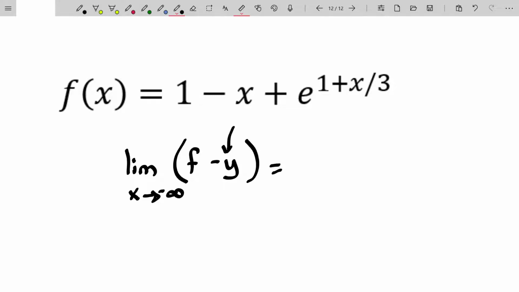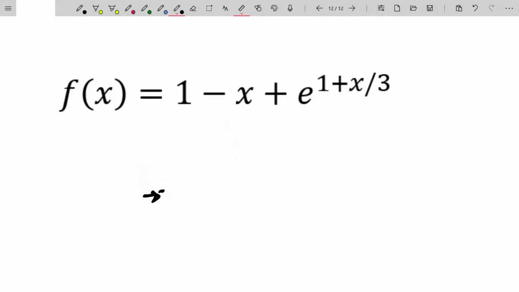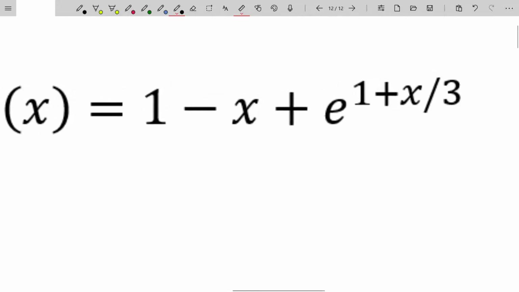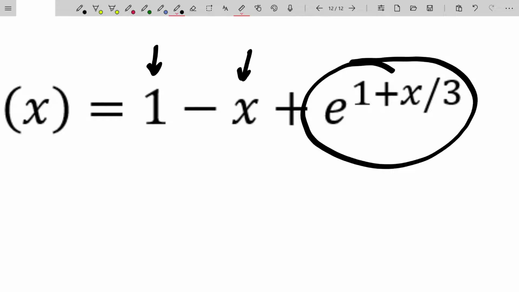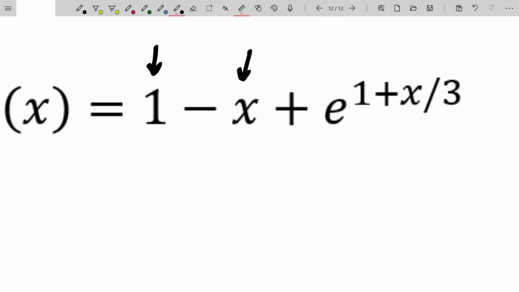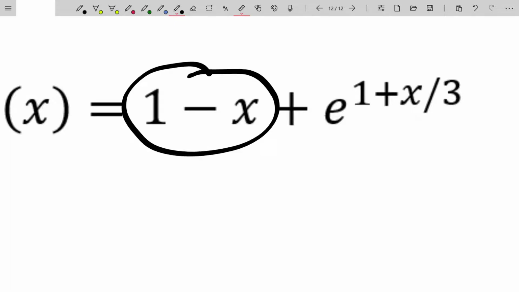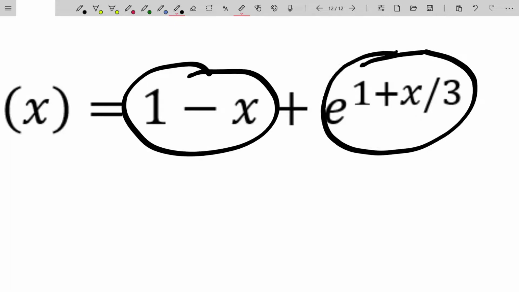Well, let's take a look at this. As x runs off to infinity for this function, you can see it's 1 minus infinity. And does this disappear? No, that blows up, right? E to the infinite power. So we do not have an oblique asymptote in the positive direction. However, as x goes to negative infinity, well, this doesn't disappear, but e to the 1 minus infinity is e to the negative infinity, which does tend to 0. So that will actually disappear as x goes to negative infinity. So we do have an oblique asymptote.